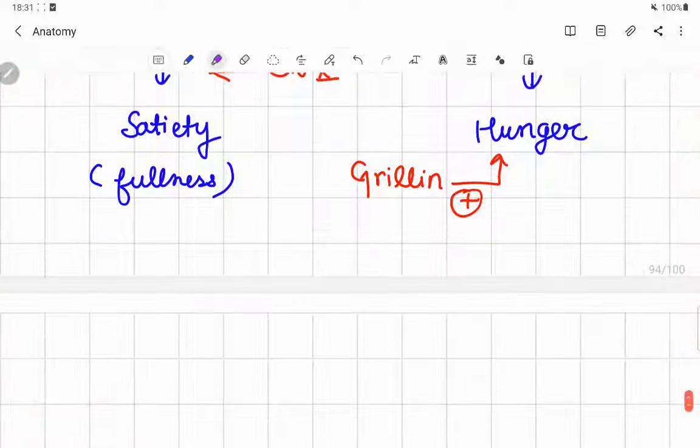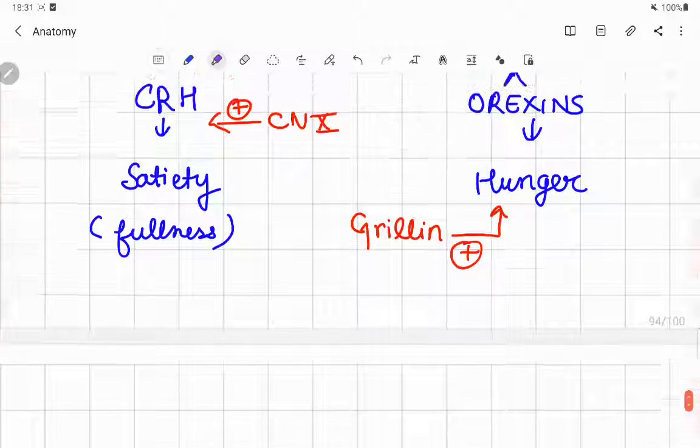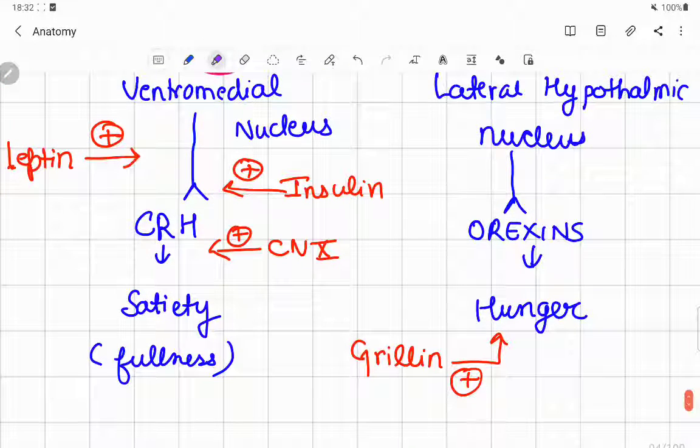Now the hormone ghrelin, as I already told you, is released in the state of fasting, which means that you have not taken food. So this will act positively on the lateral hypothalamic nucleus, which will stimulate the release of orexins and force you to eat food, that is it will increase the hunger feeling inside your body.